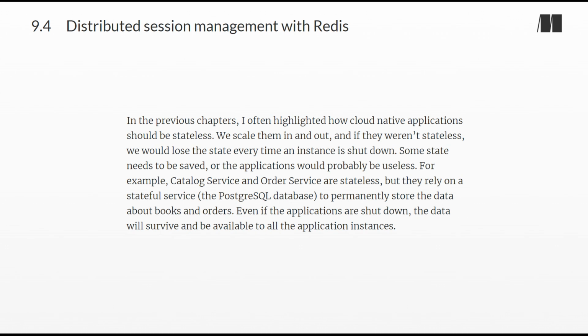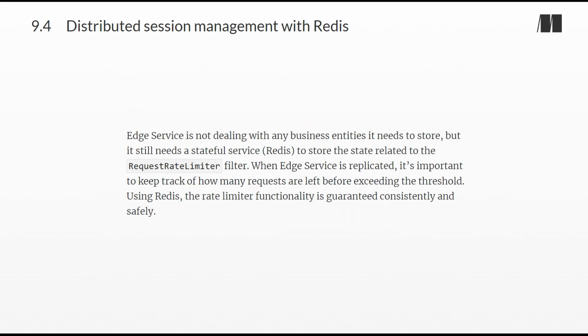For example, catalog service and order service are stateless, but they rely on a stateful service, the PostgreSQL database, to permanently store the data about books and orders. Even if the applications are shut down, the data will survive and be available to all the application instances. Edge service is not dealing with any business entities it needs to store, but it still needs a stateful service, Redis, to store the state related to the request rate limiter filter. When Edge service is replicated, it's important to keep track of how many requests are left before exceeding the threshold. Using Redis, the rate limiter functionality is guaranteed consistently and safely.